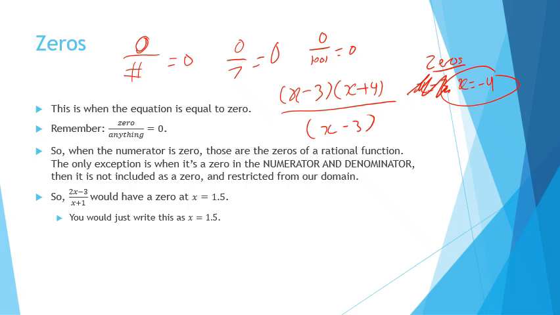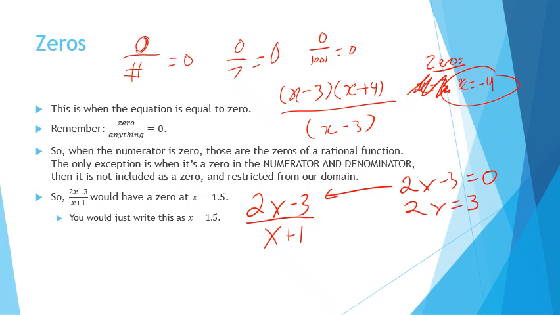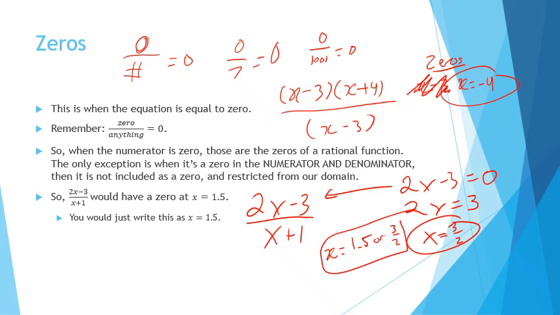Another example is if we have 2x minus 3 over x plus 1. Let's see, where is our numerator equal to 0? So set it equal to 0 and solve. x equals 3 over 2. So that should be our zero. You can write it as x equals 1.5, or 3 over 2. That could be your answer for how you write your zeros: x equals, and then whatever numbers are your answer there.